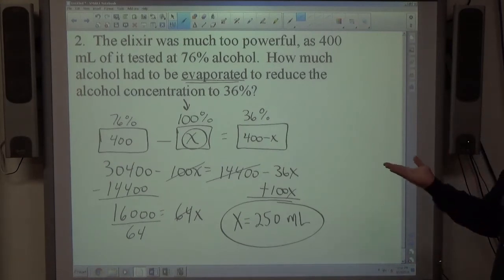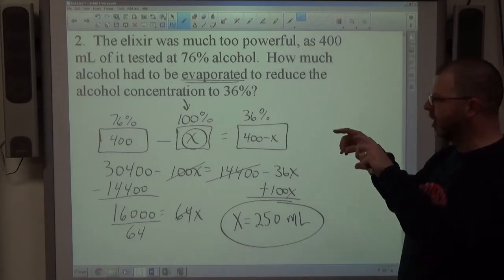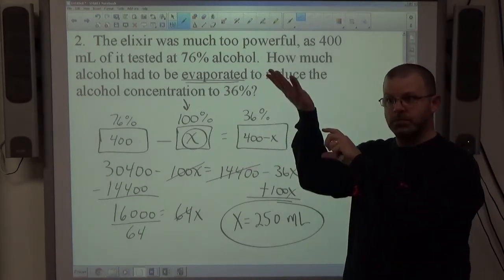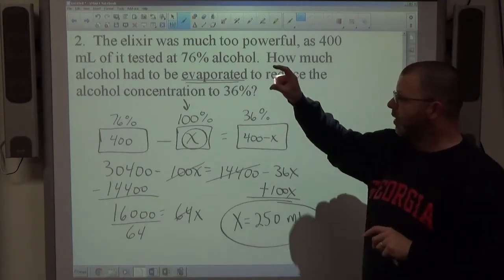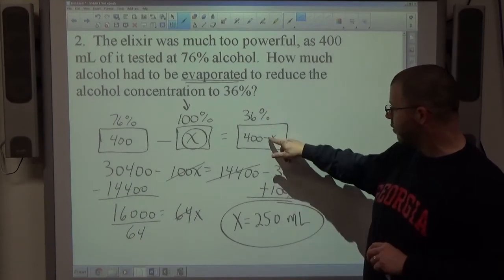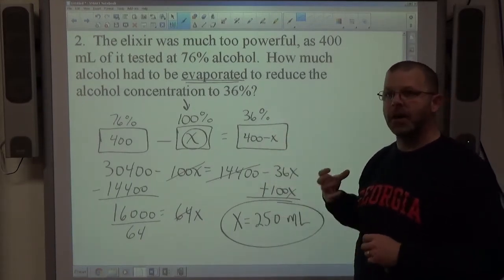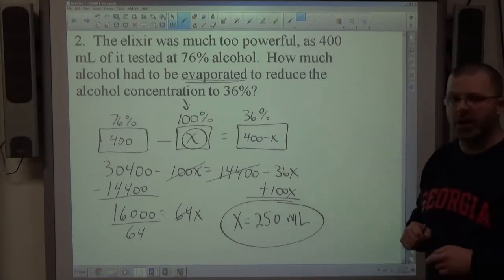So if I'm watching this jar, let's say it's in some sort of graduated cylinder, and I'm boiling it so it's evaporating, the alcohol, the liquid in there is going away. When the amount drops down to 150 milliliters, that means we've taken 250 milliliters out. I take it off the heat, and the evaporation stops, and I'm left with a 36% alcohol elixir.